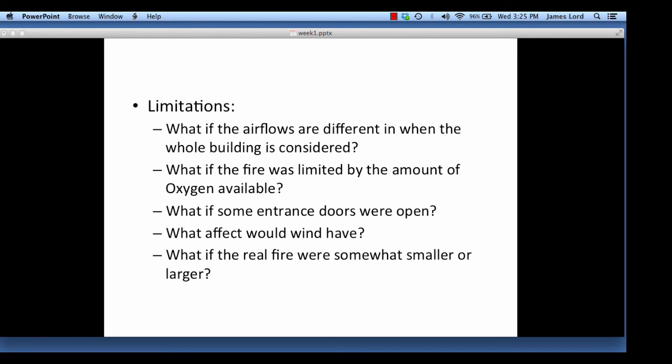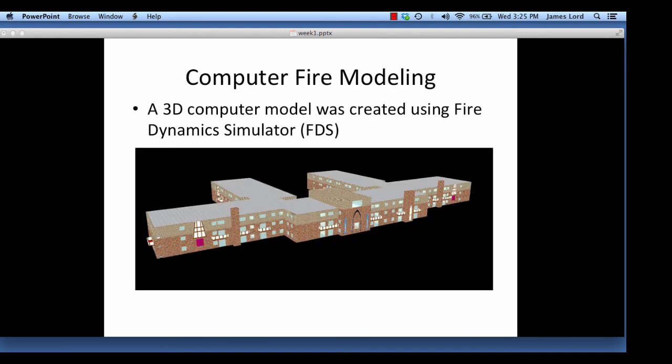Or even what if the actual fire started out more slowly or more quickly because there was more or less gasoline involved, or maybe some other method of igniting it that didn't involve gasoline? Or what if there was some difference due to the wood paneling and the carpet and whatever variations there were there? So in order to address some of these, the best way to get at it in this case was to use a computer fire model.